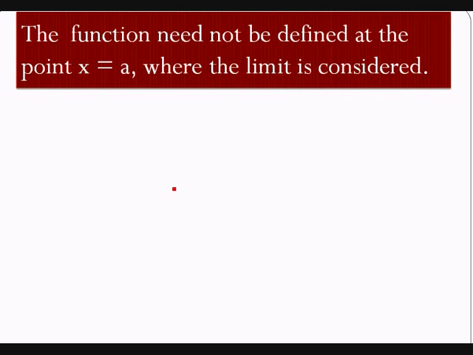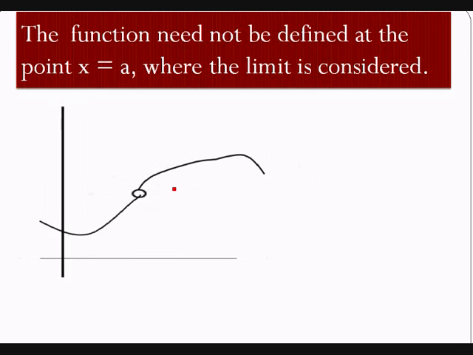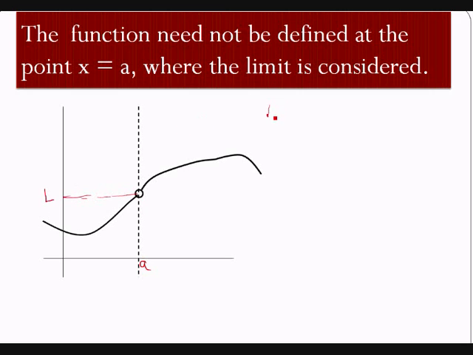It is also possible that the function need not be defined at the point x is equal to a. The function will look like this. Say that this point is a. There is no f of a. The function has a break at this point. Say this point is L. So the left hand limit, which is this part, actually approaches L.